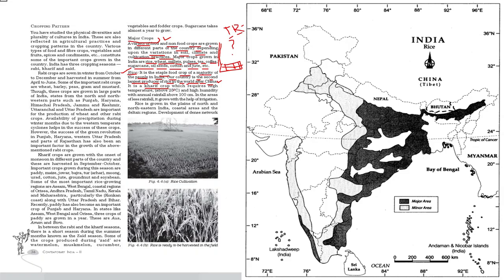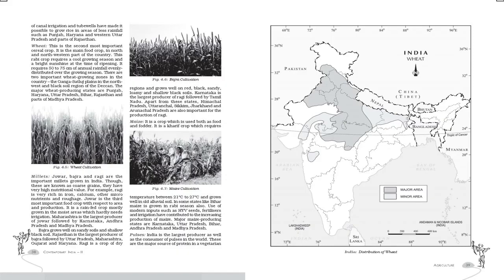It requires high temperature above 25 degrees Celsius, high humidity with annual rainfall above 100 centimeters. In the areas of less rainfall, it grows with the help of irrigation. Rice is grown in the plains of north and northeastern India, coastal areas and deltaic regions. Development of a dense network of canal irrigation and tube wells has made it possible to grow rice in areas of less rainfall such as Punjab, Haryana, western Uttar Pradesh and parts of Rajasthan.